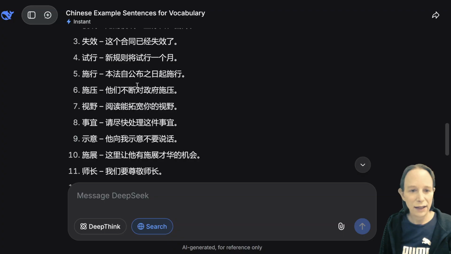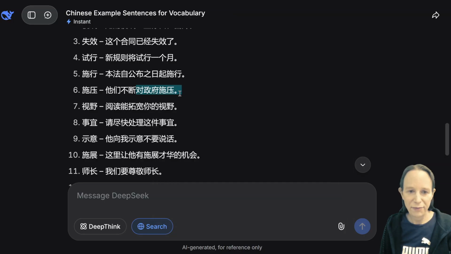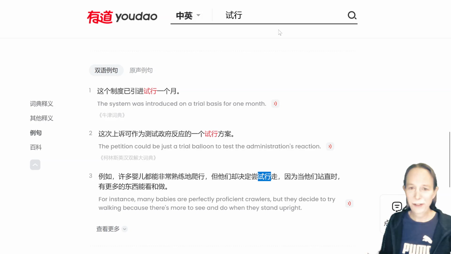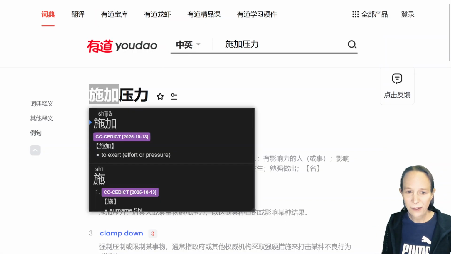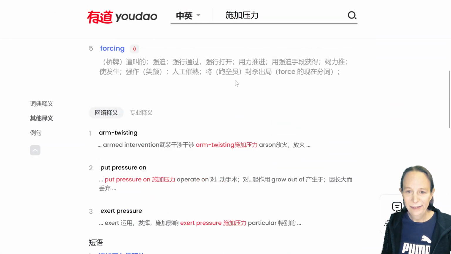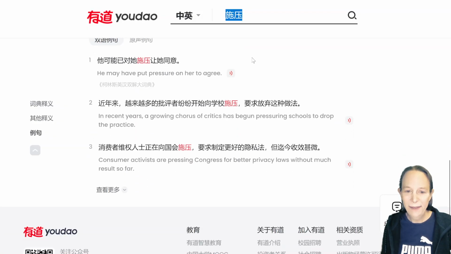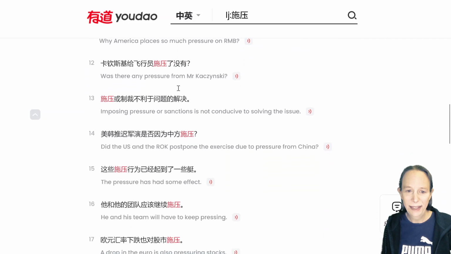他们不断对政府施压. Yeah, so we're pressuring the government, presumably to 执行 some favorable policy. So the full version is 施加压力, to apply pressure. So this is 施压. I believe it can be used physically, but normally it's just criticism or pushing someone to do something.